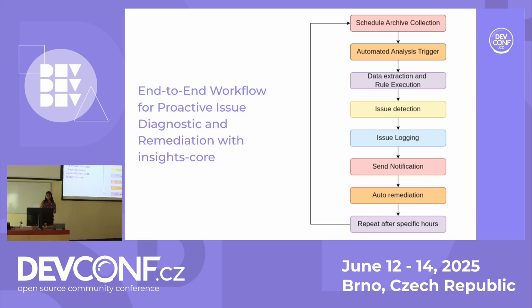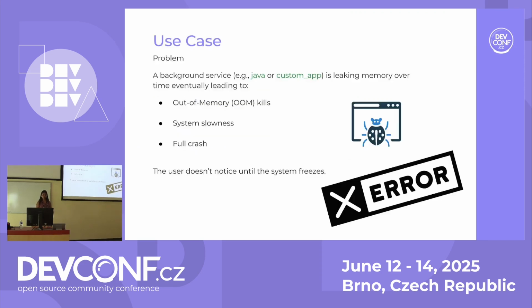After logging the issue, it sends a notification directly to the user, and if there is any automated remediation step, it will automatically solve the issue. This cron job can be run once a day for the system health check, which is more than enough.